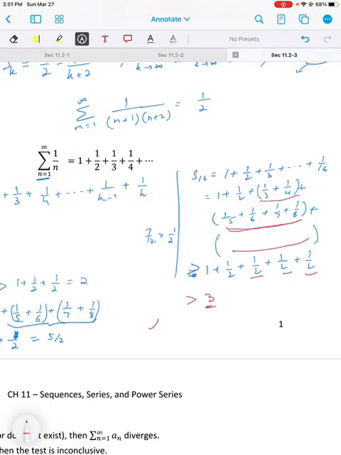So this kind of gives us an idea that the limit of s sub k as k goes to infinity is going towards infinity. So the series diverges. So now you should know that a harmonic series diverges. This is something you have to remember. Harmonic series diverges.